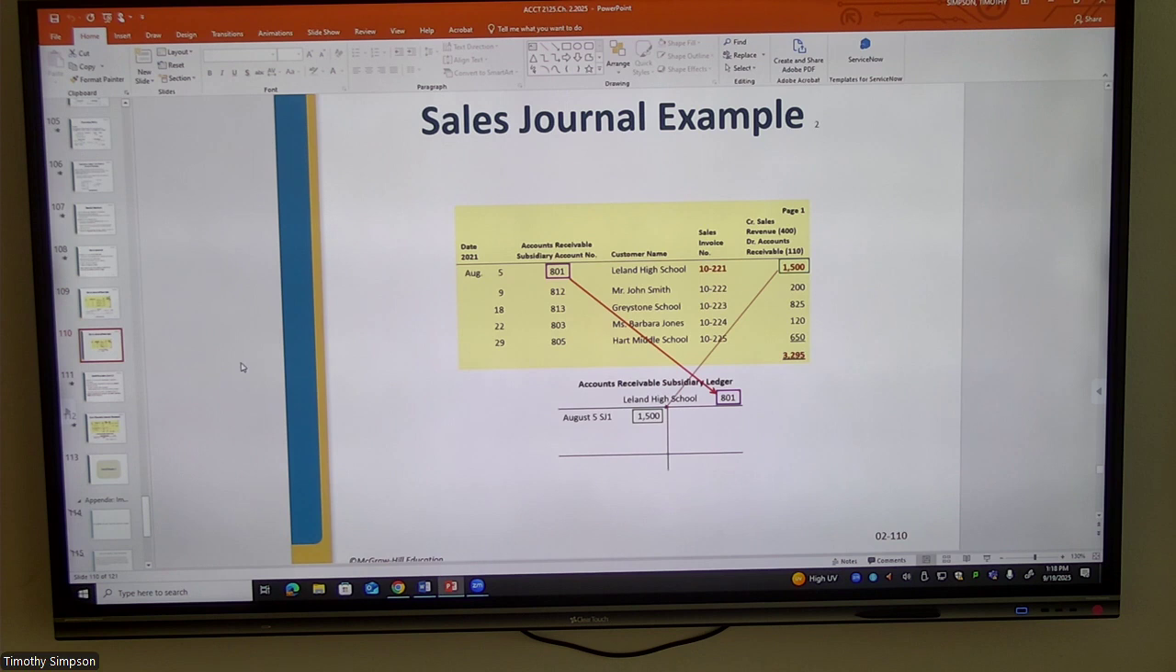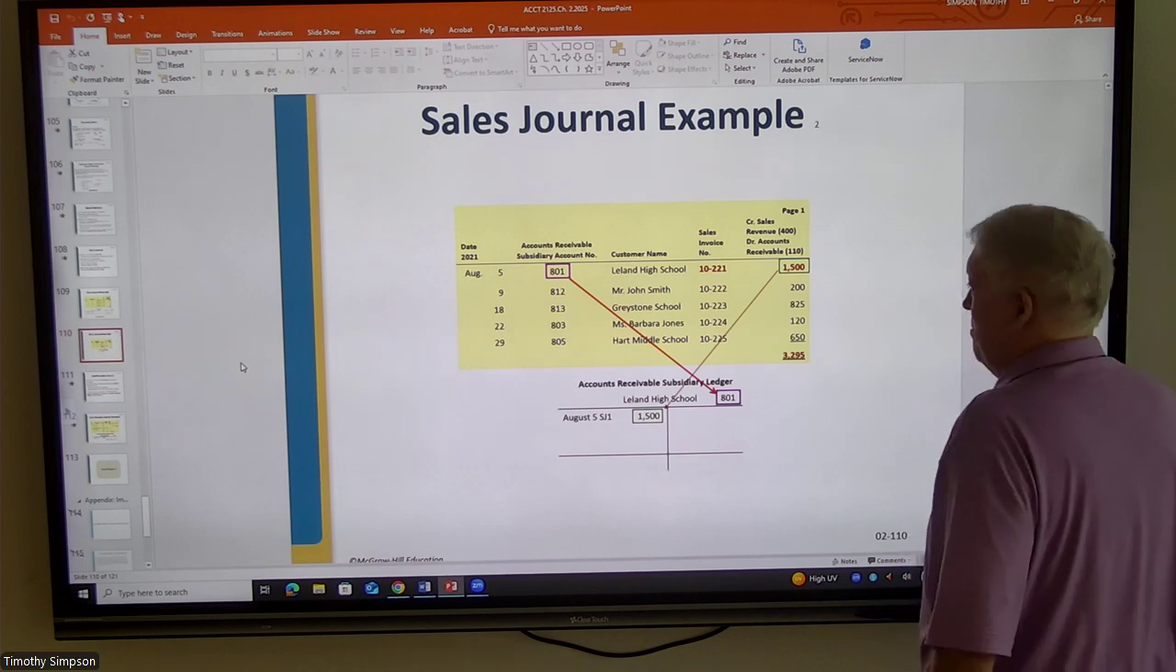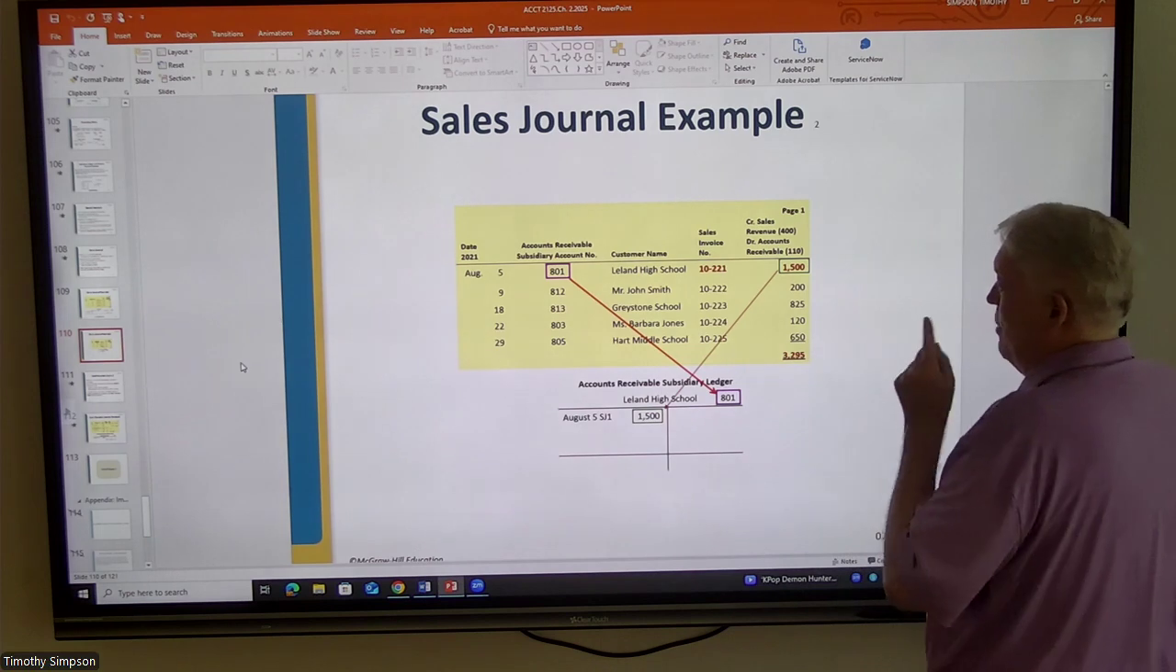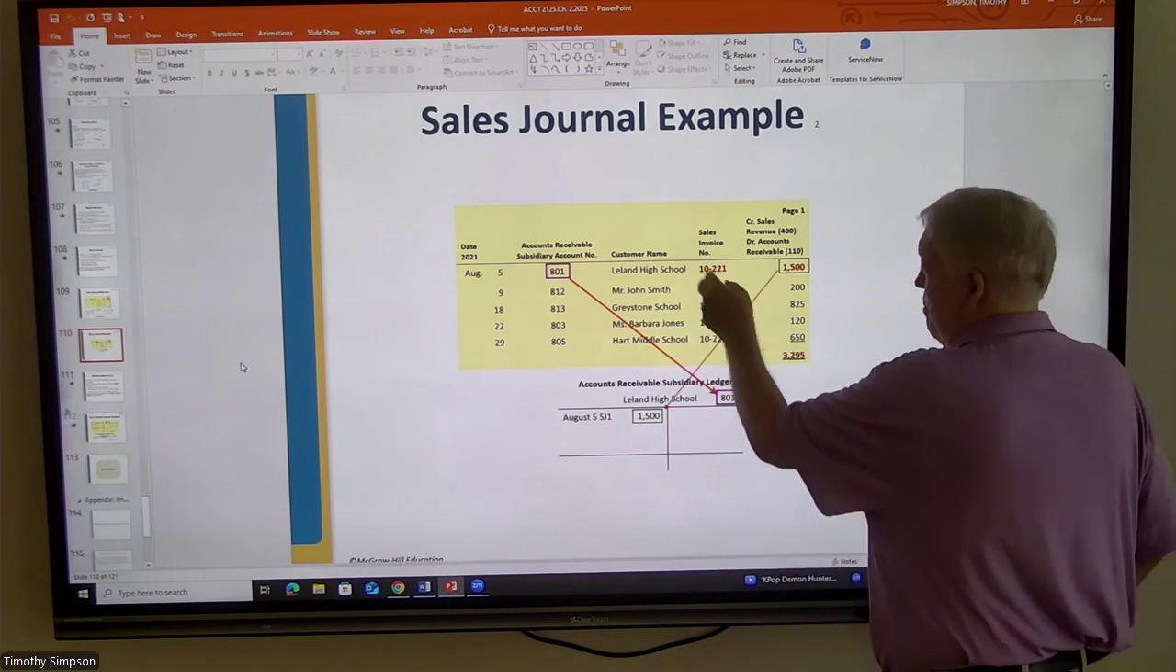So in this case, let's just focus on Leland High School. They have a customer number, 801. And again, when we talk about subsidiary accounts, sometimes these numbers are quite long. If you look on your P&M bill or utility bill, it's a pretty long number. I just happened to look at mine the other night. It's many, many digits, but nonetheless, you get the idea. It's a unique number that assigns itself to one particular customer.